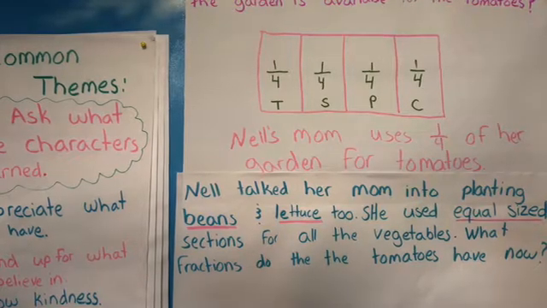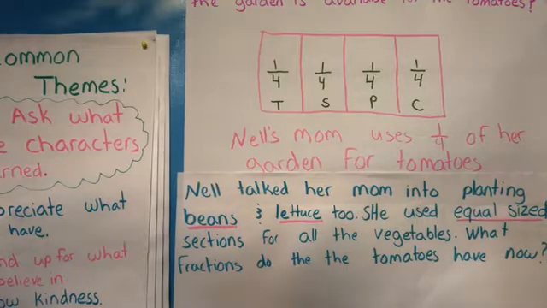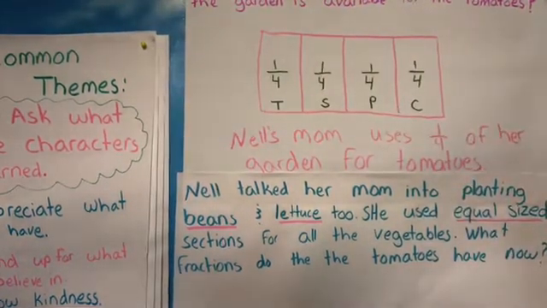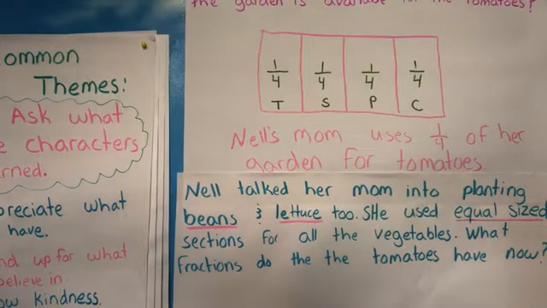I agree that the sections are no longer 1/4 because the original shape or garden bed has grown. How much has it grown by? That's right, it's grown by 2 additional sections.